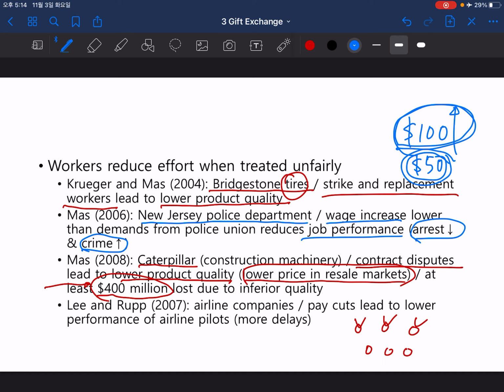In the first paper, they study airline companies and whether pay cuts lead to lower performance of airline pilots, in terms of delays. When we go to the airport, sometimes flights are delayed, so they don't fly on time. The authors measure performance in terms of delay, and they find that when there are pay cuts, so wages go down, there are more delays. In other words, lower wages lead to lower performance of pilots. So again, there is this gift exchange idea.